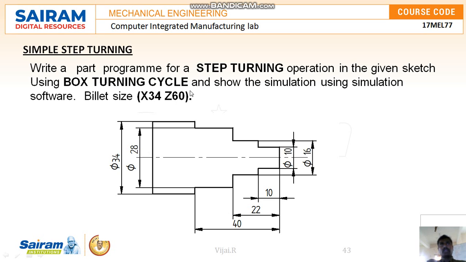In the given sketch, the raw material is 34 diameter and 60 length. Now you are going to reduce the 34 to 28, 28 to 16, and 16 to 10. So we reduce the diameter as well as the length. For the 10 diameter the length should be 10 mm, for the 16 diameter it should be 22 mm length, and for the 28 diameter it is 40 mm length. Now we are going to write the program.